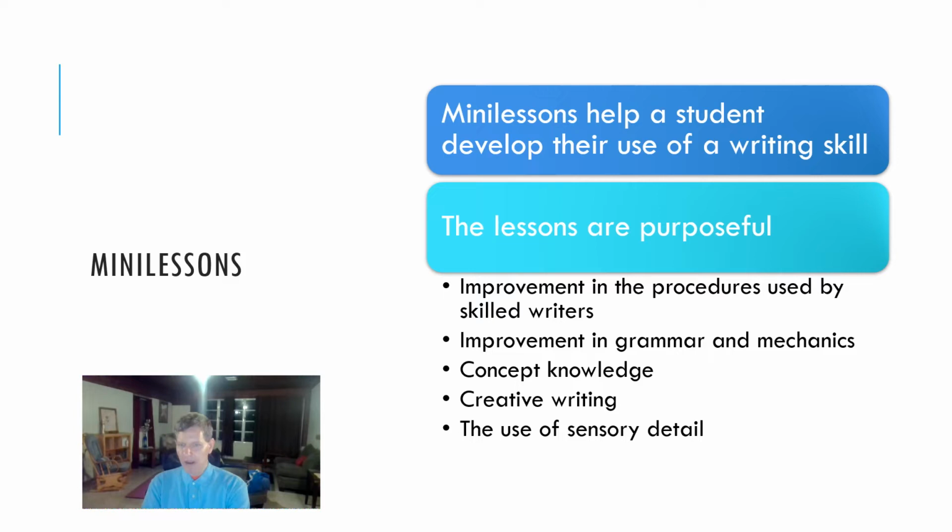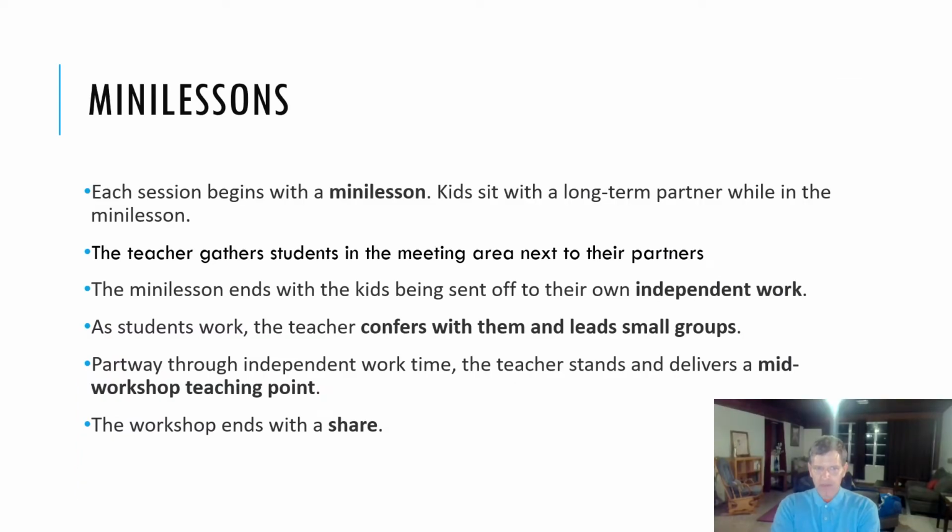Improvement, for instance, in grammar and mechanics at one block of time, or concept knowledge, or creative writing, or use of sensory detail. Pick one at a time for a particular lesson. Each session should begin with a mini lesson. So the student should sit with a long-term partner during the mini lesson. So you pair the students up together.